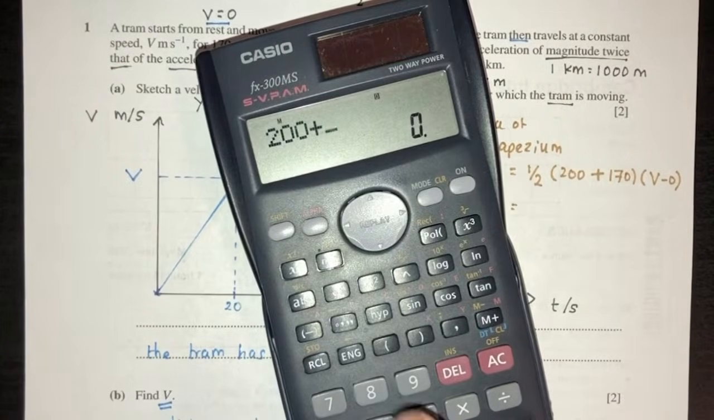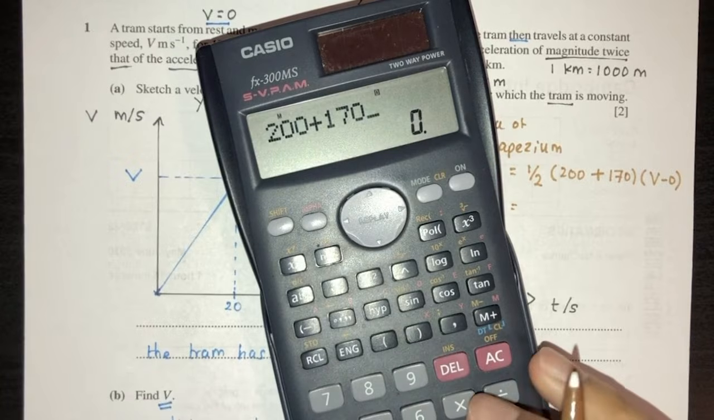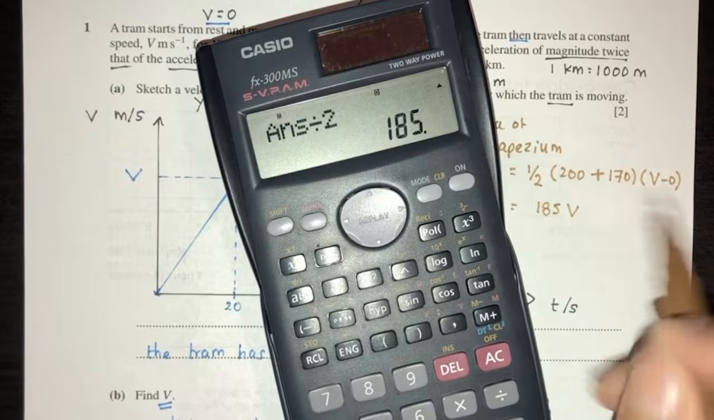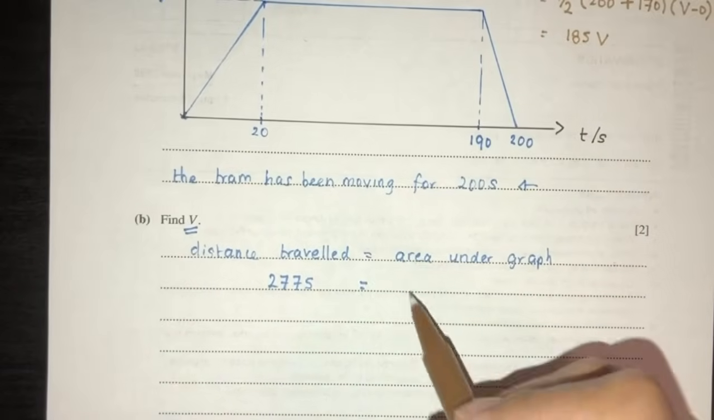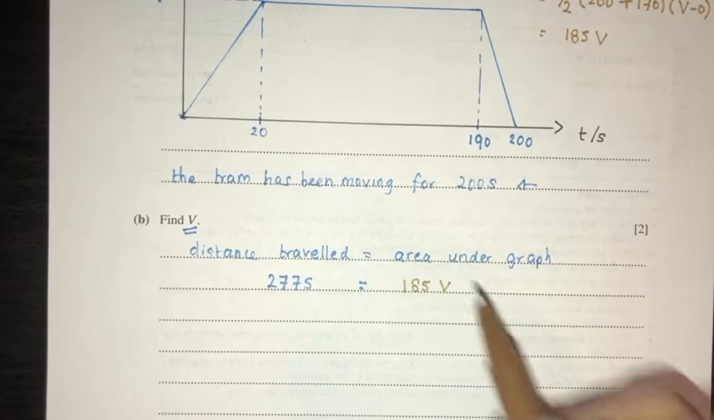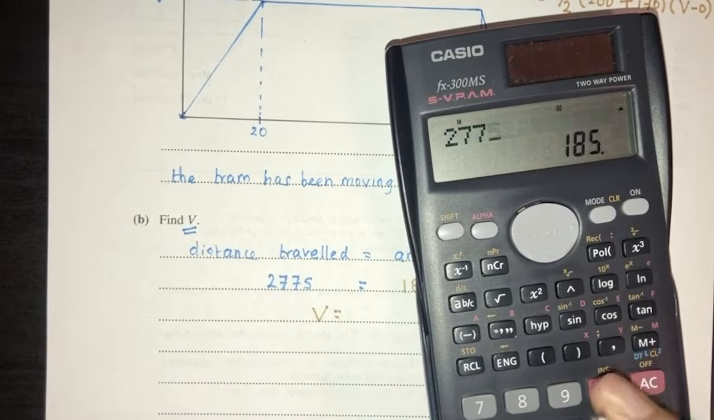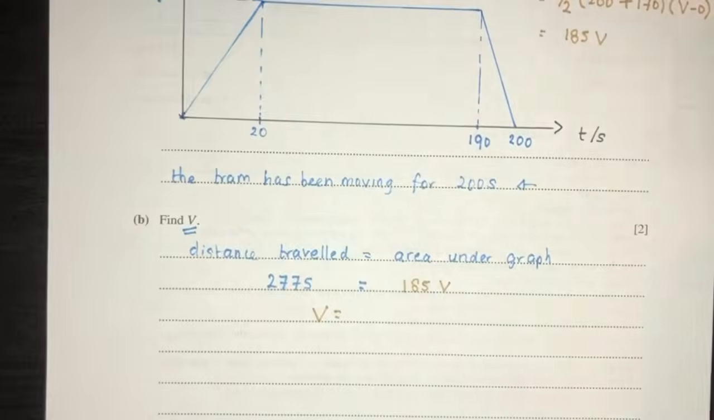So we have to simplify. 200 plus 170 divided by 2, that will be 185 v. So on the right hand side you will have 185 v. Now we have to solve for v. V finally will be 2775 divided by 185. That will be 15, will be your value of v.